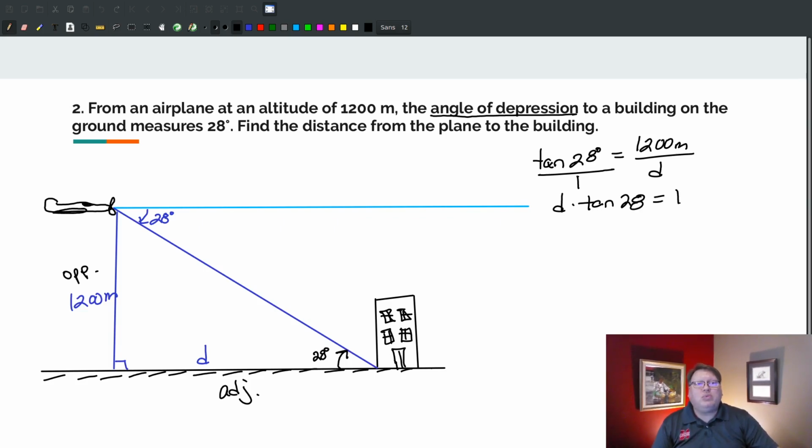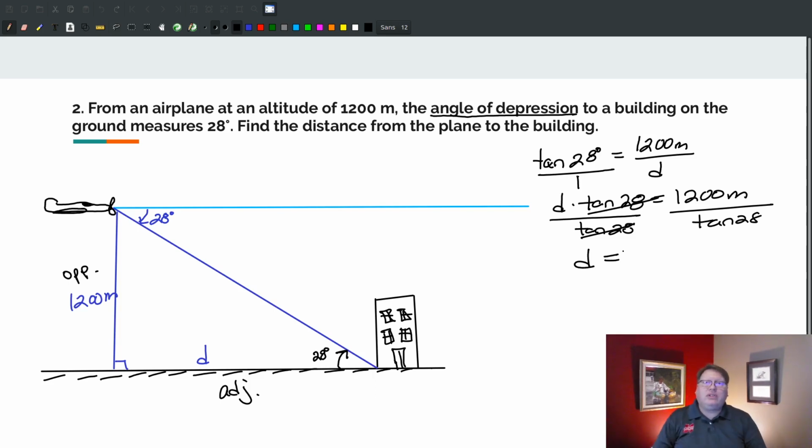to 1 times 1,200 meters. And then we're going to divide out tangent of 28 on both sides. And this tangent cancels and leaves you with D equal to, and again you want to pull out your calculator and find out what that is equal to.